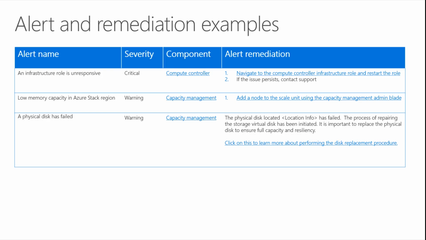Same thing with a physical disk has failed. Tells you it failed. So the process of preparing the virtual disk has been initiated. You have to replace the disk to ensure full capacity. And then there's documentation out there to do that. And in some cases, I've been on customer sites where the diagnostic tools from the vendor recognize this, and they actually shipped out the disk to them, just like happens on servers sometimes. And the disk appears, and they then go to the portal and they see this warning, and they already have the disk in advance. I'm not saying that happens all the time, but sometimes it does.